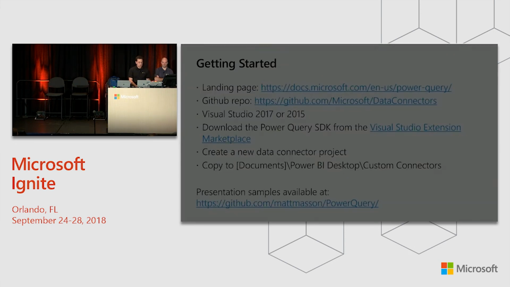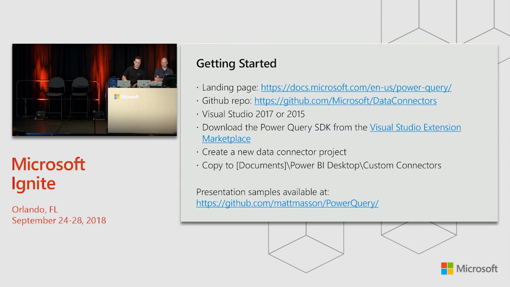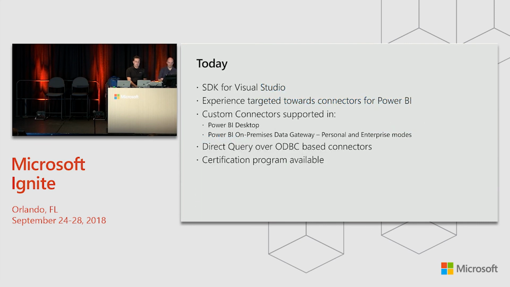Quickly, I think that covered all of the links. Right, general steps: you download the extension. If you go to the Visual Studio Marketplace, you'll find the Power Query SDK. 2017, 2015 supported. You create a new data connector project, and then once you've created your connector, you copy it into the Power BI Desktop Custom Connectors directory.